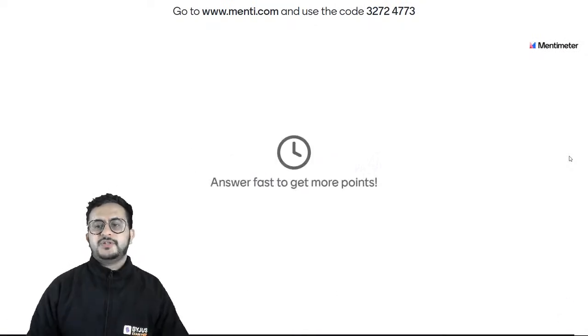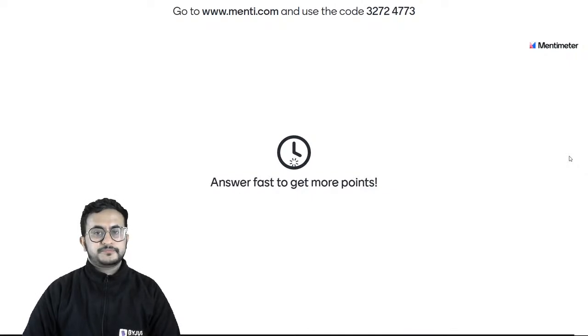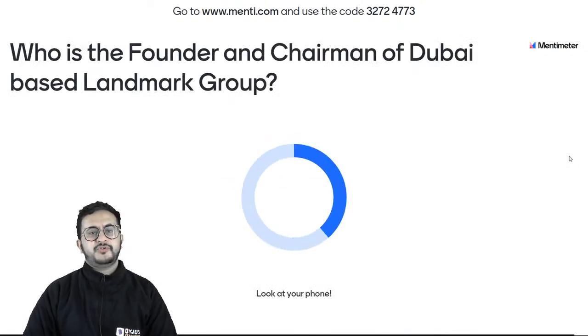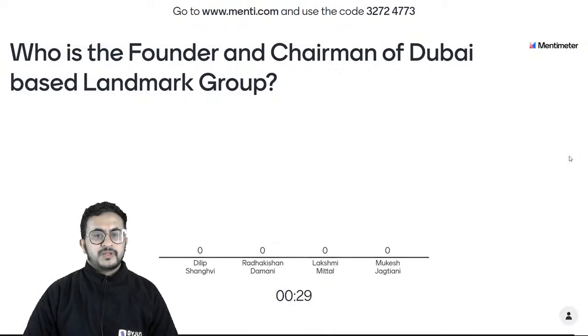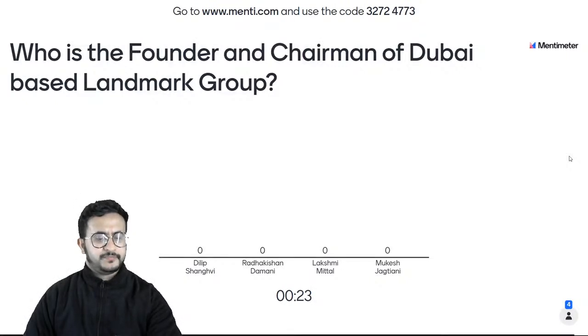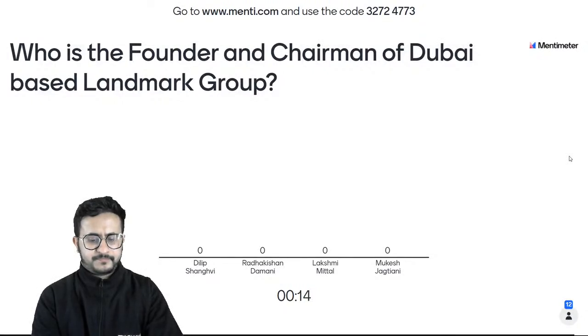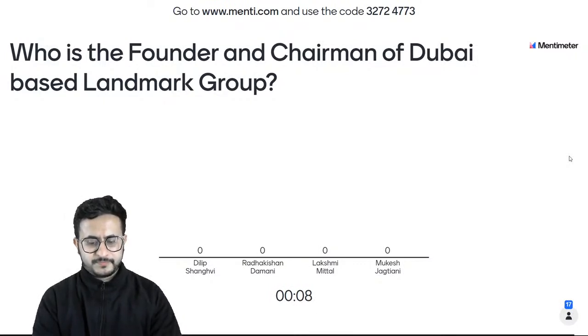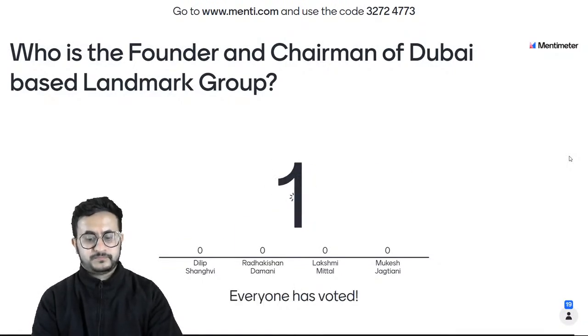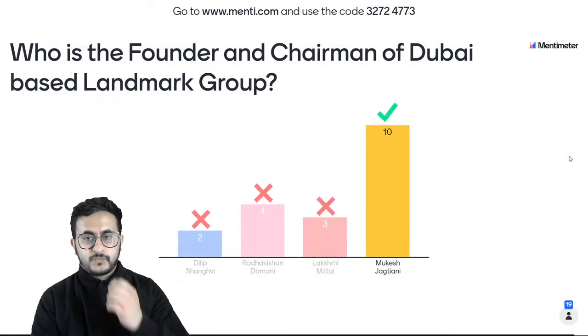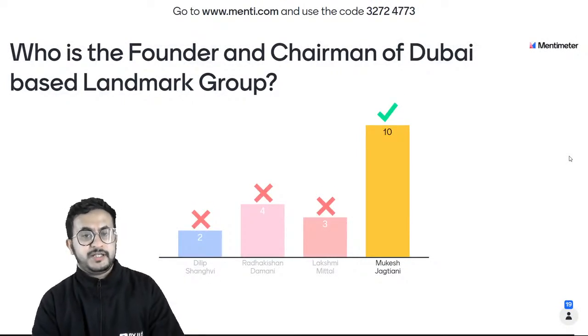Okay, so let's see the last question of the day. Who is the founder and chairman of Dubai-based Landmark Group? Dilip Sanghvi, Radhakrishnan Damani, Lakshmi Mittal, or Mukesh Jagtiani? Landmark Group is a real estate group in Dubai. Yes, Mukesh Jagtiani is the right answer.